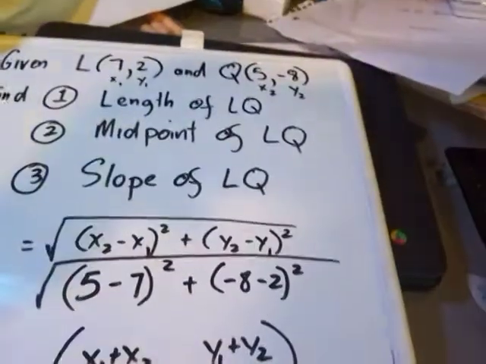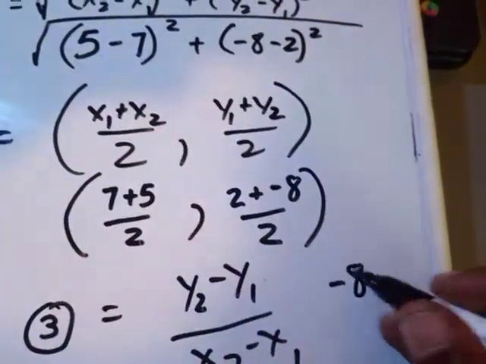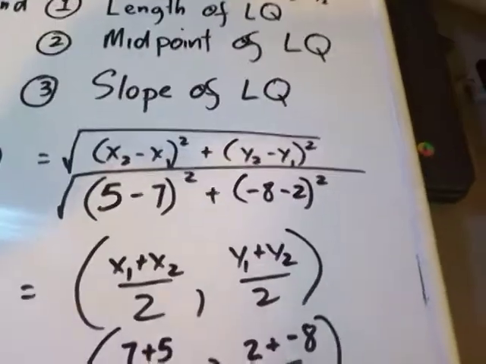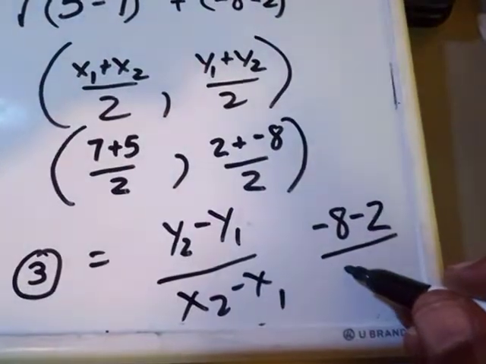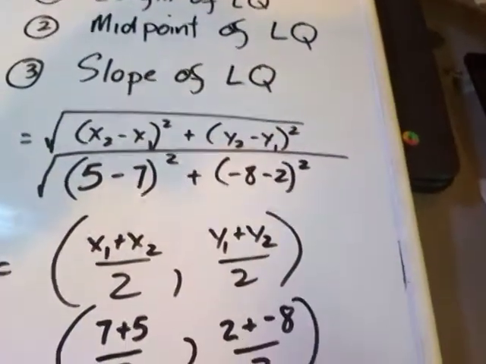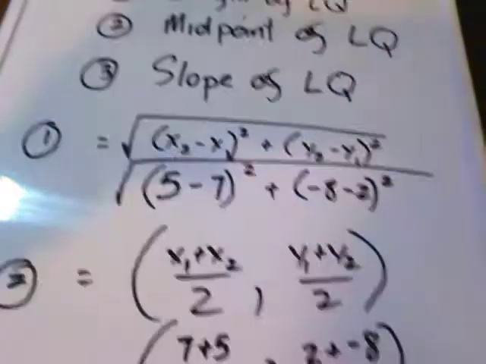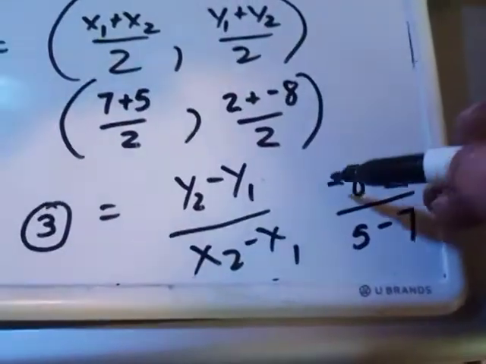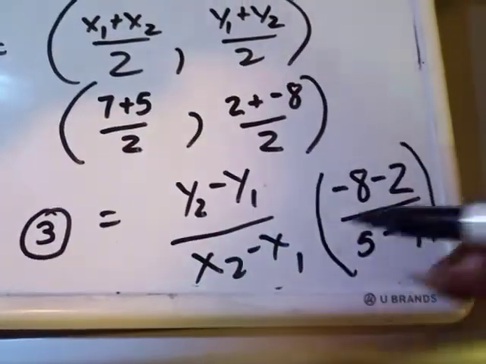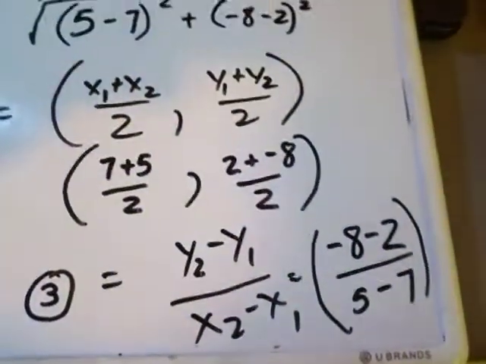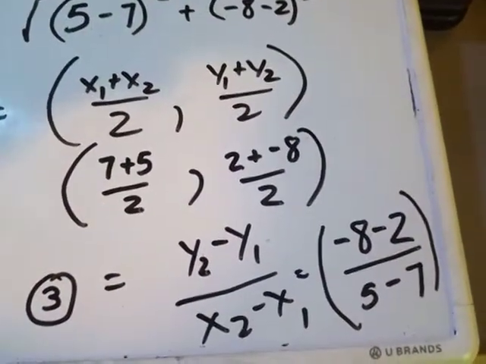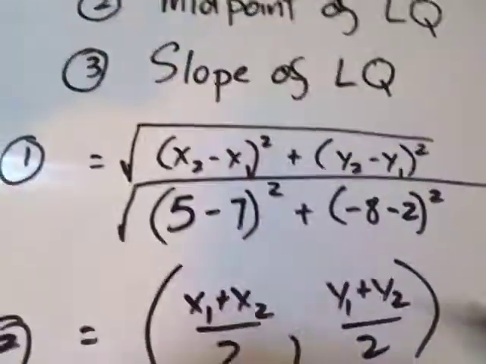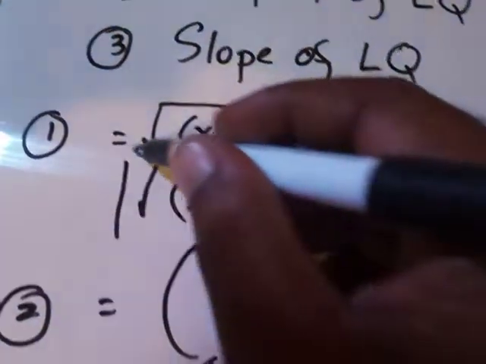What's y2? It's -8. So that's -8 minus what's y1? It's 2. Divided by what's x2? It is 5. What is x1? x1 is 7. Okay. My camera was off as I was writing these. This is what needs to be evaluated. Okay. What I've focused on is the substitution. In our next step, we will evaluate these 3 things.